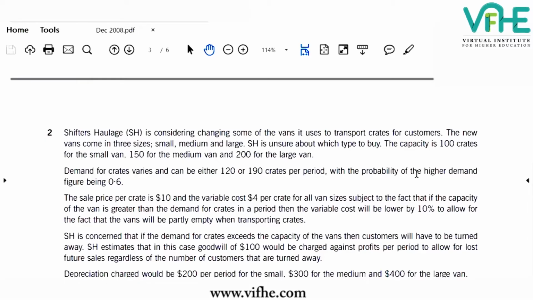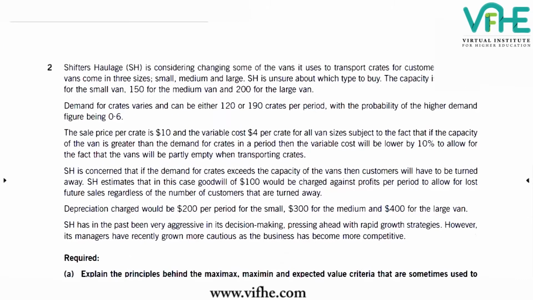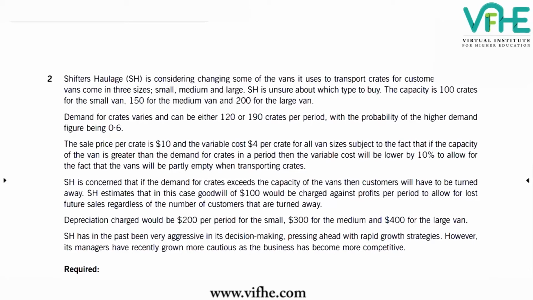So let's start with the past paper question and understand what a payoff table is, and then we'll come back to these techniques. So we are starting with a past paper of December 2018 attempt, and let's understand how to make a payoff table. Now, the question that I'm starting right now is Shifters Haulage. First of all, I would want to underline a few important things.